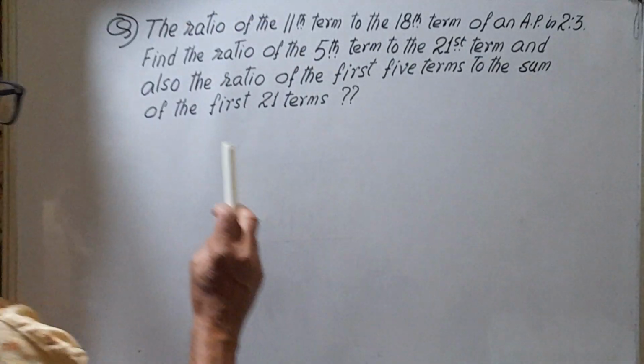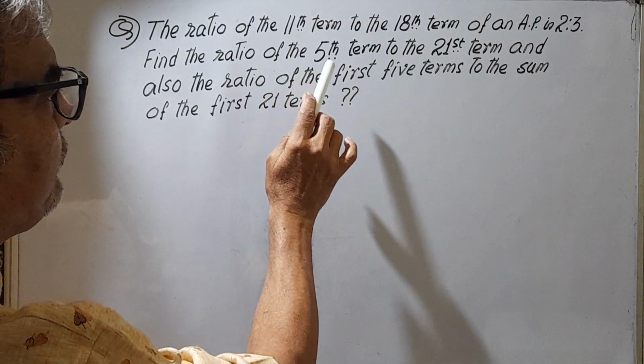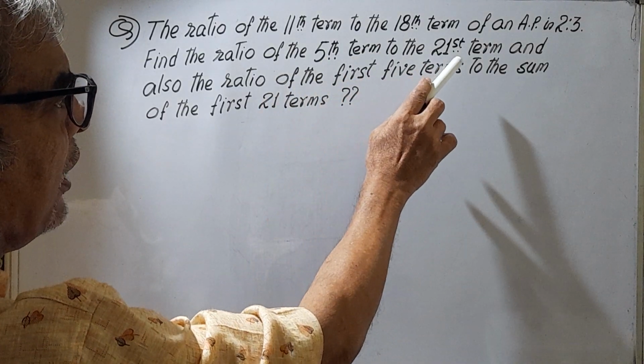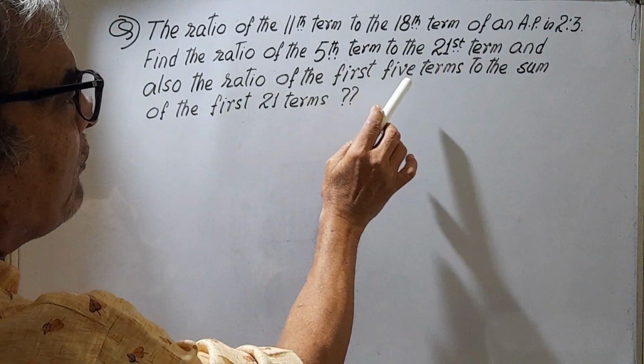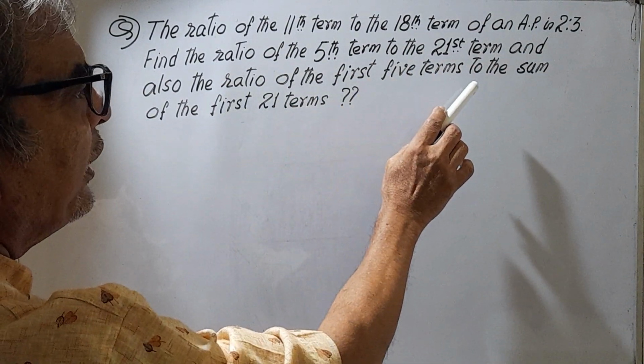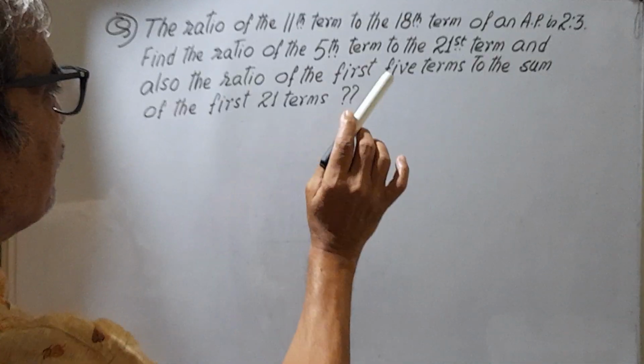See, the question is here: the ratio of the 11th term to the 18th term of an AP is 2:3. Find the ratio of the 5th term to the 21st term and also the ratio of the sum of the first 5 terms to the sum of the first 21 terms.